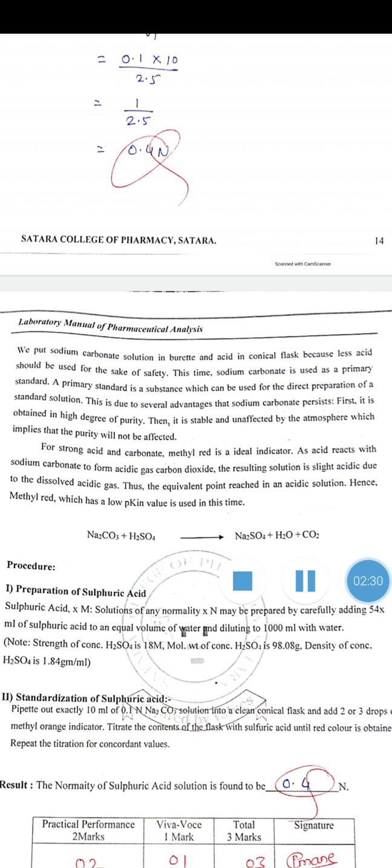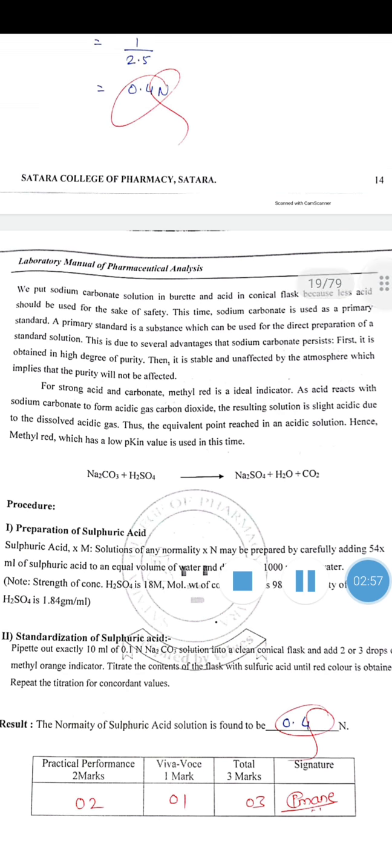For a strong acid and carbonate, methyl red is an ideal indicator, as acid reacts with the sodium carbonate to form the acidic gas carbon dioxide. The resulting solution is slightly acidic due to the dissolved acidic gas. Thus, the equivalence point is reached in an acidic solution. Hence, methyl red, which has a low pKin value, is used this time.